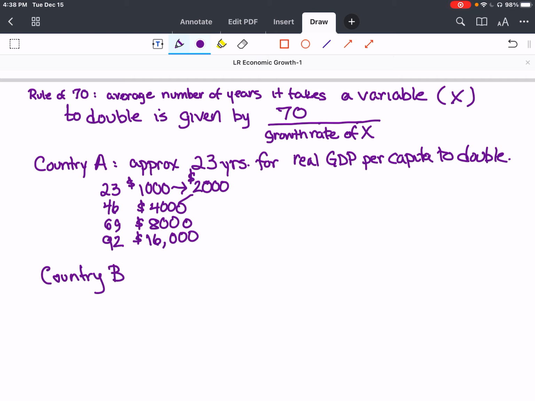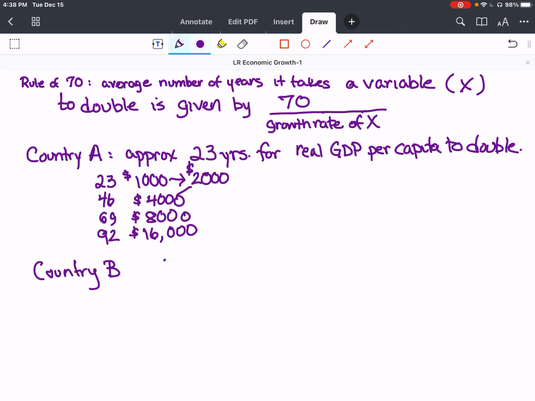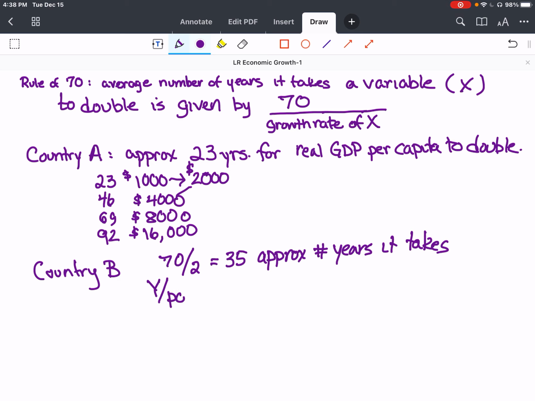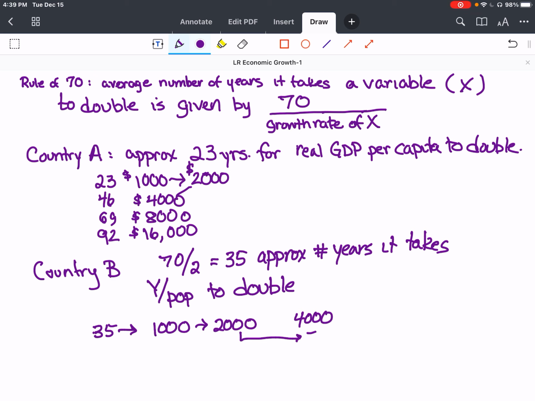you draw exactly the same observations that we had before, but sometimes it's just easier to think about it this way. For country B, we have 70 divided by 2, which is 35 as the approximate number of years it takes GDP per capita to double. And so again, here's the first 35 years, we go from 1,000 to 2,000, and then we have another 35 years. We're at 4,000, so that's at year 70.